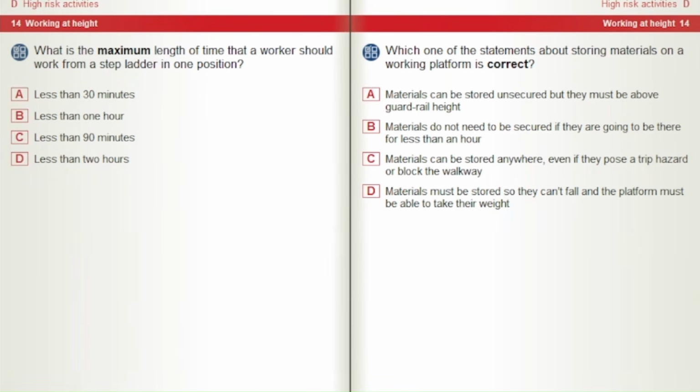Which one of the statements about storing materials on a working platform is correct? Materials can be stored unsecured, but they must be above guardrail height. Materials do not need to be secured if they are going to be there for less than an hour. Materials can be stored anywhere, even if they pose a trip hazard or block the walkway. Materials must be stored so they can't fall, and the platform must be able to take their weight.